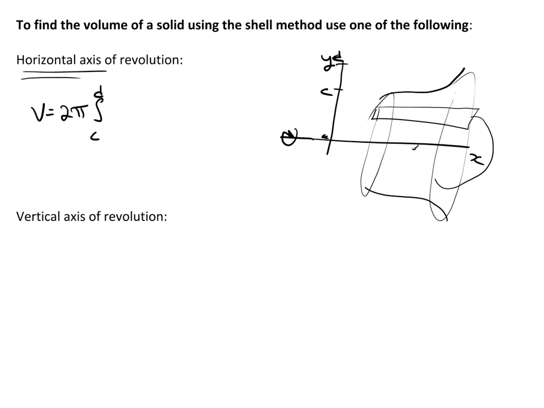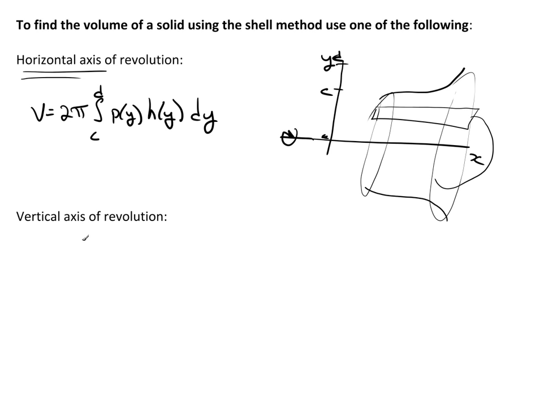So as this function is changing, that's what is going to be giving me this solid. So I can think of the height as being a function of y, and p, the average radius of the shell, is also being a function of y. So this would be p of y times h of y dy.